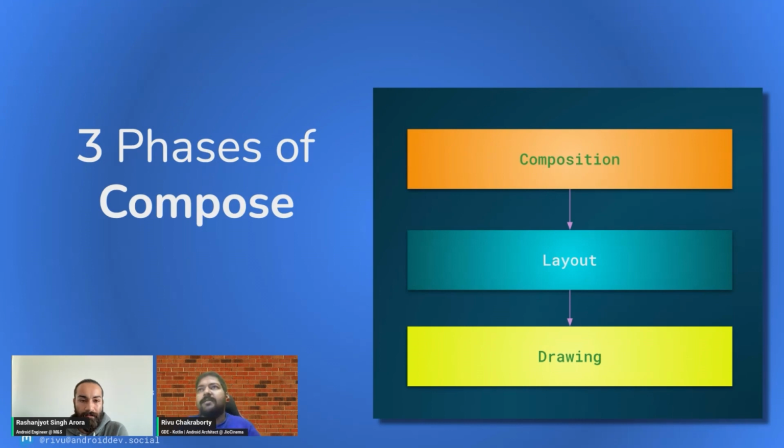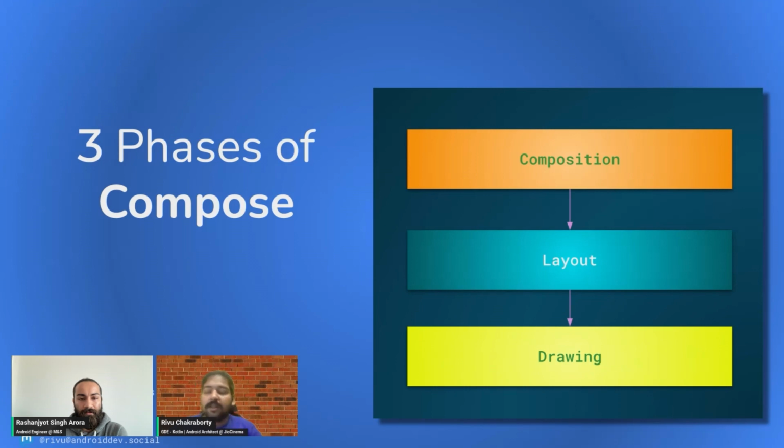So these three phases of compose look similar to how views work, right? But there is a difference. For a view, if you have a parent view and inside that you have a child view, then these three phases will be done for the parent view, and then for the child view, and then again for the parent view. So it's recursive, right? However, that's not the case when it comes to compose.